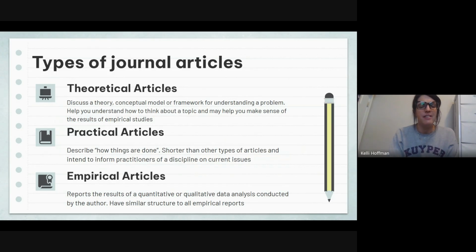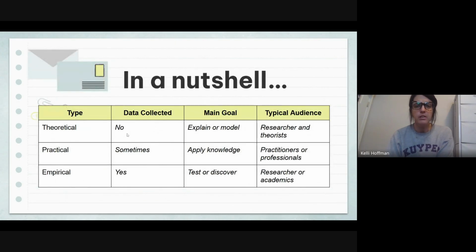What you will find with empirical articles is that they all have a similar format and structure, so you can easily start to identify which are empirical versus theoretical or practical. This next chart might help you understand the difference between the three. If you're looking at a theoretical article, no new data was collected. It's explaining, describing, or modeling something to you.